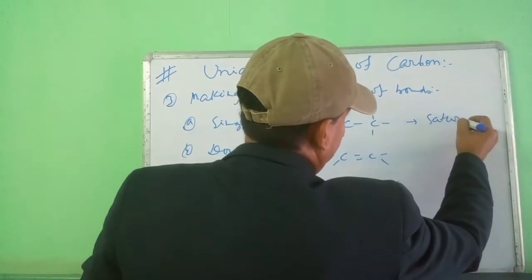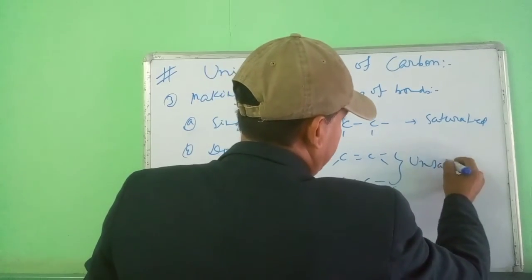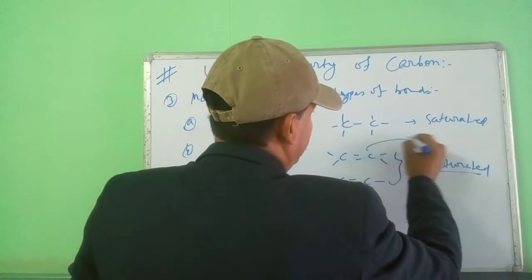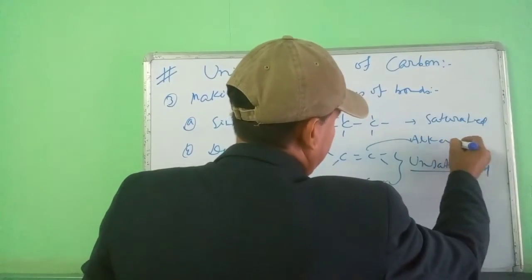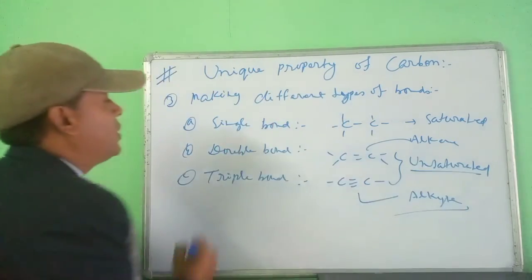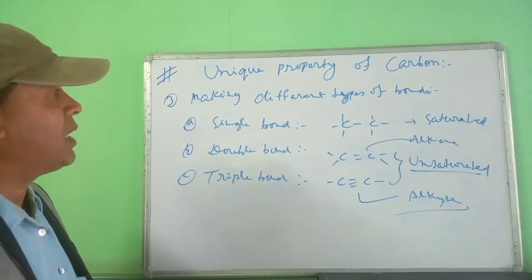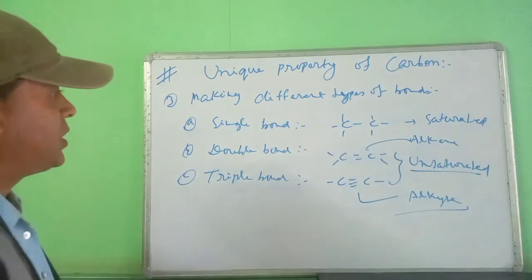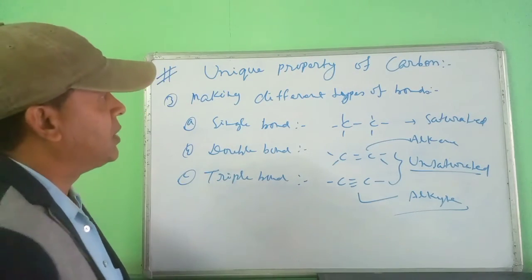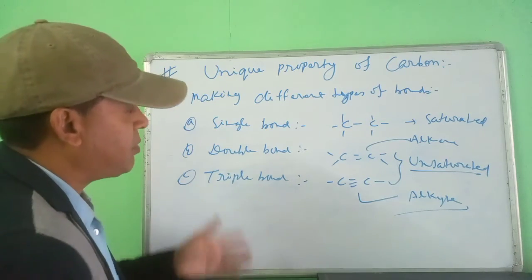Now if carbon single bond, that is the saturated compound. Now both are unsaturated, but this represents what? Alkene, and this represents alkyne. Okay, so different types of bond can be formed by the carbon. This is also the unique property of the carbon. This type of property does not exist in the other element in the periodic table. So this property is called the unique property, means making different types of the bond.